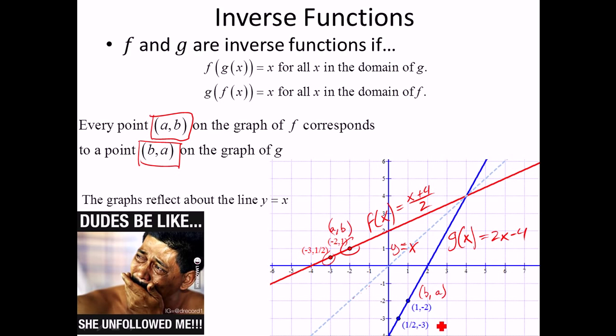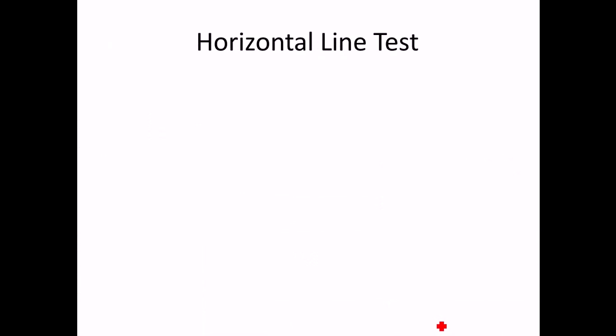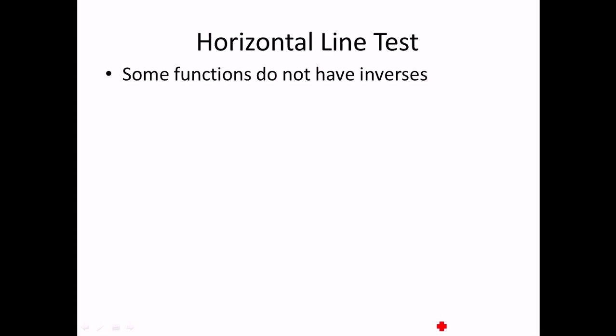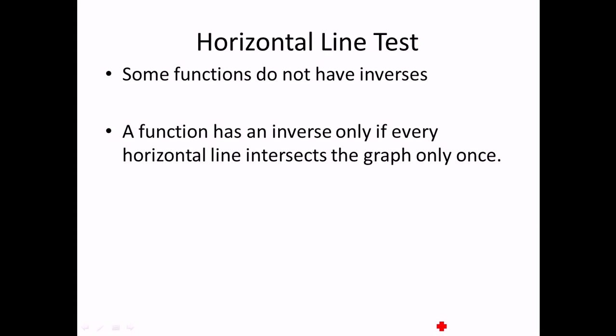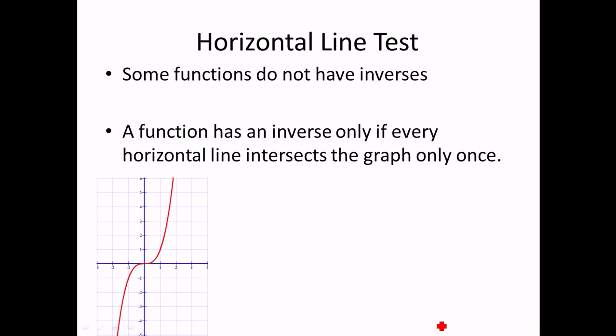If we keep on going, this is how we check if in fact a function has an inverse function. There are some functions that don't have inverse functions, and you'll see the difference. It has an inverse function only if you draw a horizontal line across, and every horizontal line just intersects once. So say, for example, this function right here. I believe this is f of x equals x cubed.